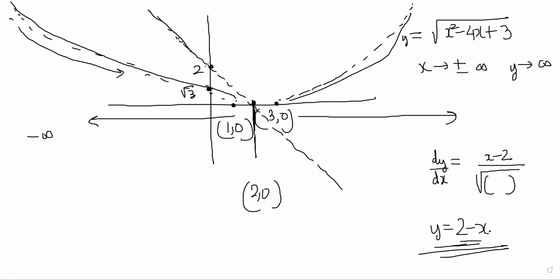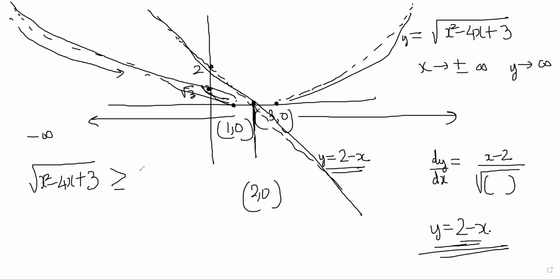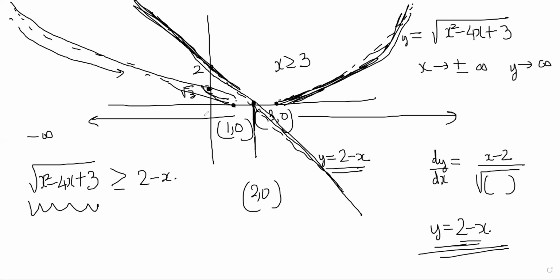So the straight line is above the curve. The straight line y equal to 2 minus x is above this portion of the curve, which meets here. So the inequality that we had was x square minus 4x plus 3 is greater than or equal to 2 minus x. We need the curve to be bigger than the line, so that will only happen in this portion, for x greater than or equal to 3. For x greater than or equal to 3, you can see the curve is over the line. Otherwise, the straight line is over the curve, right?